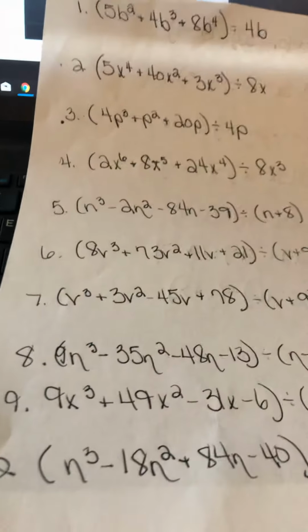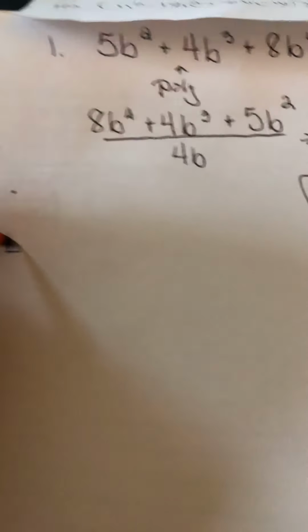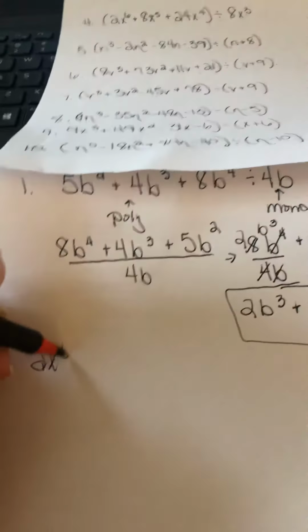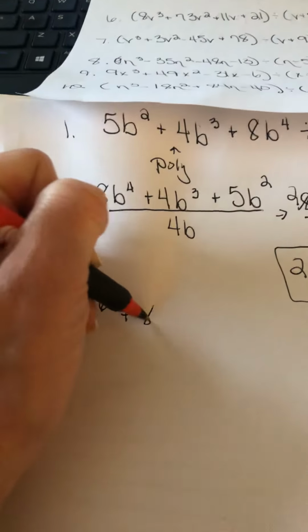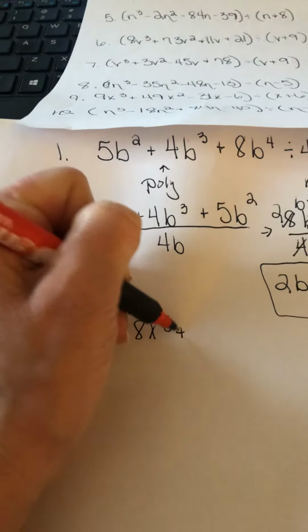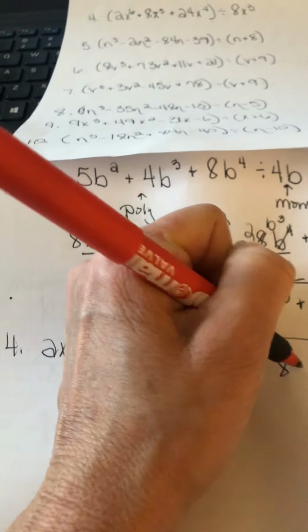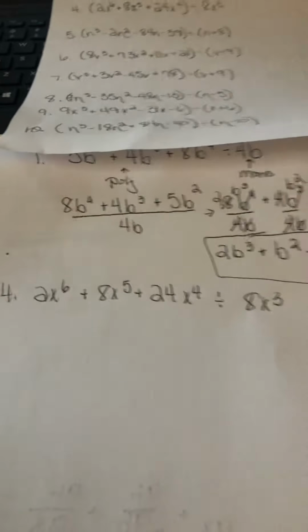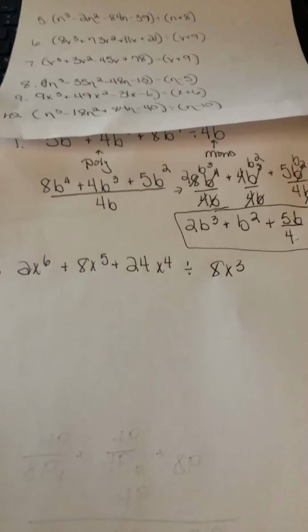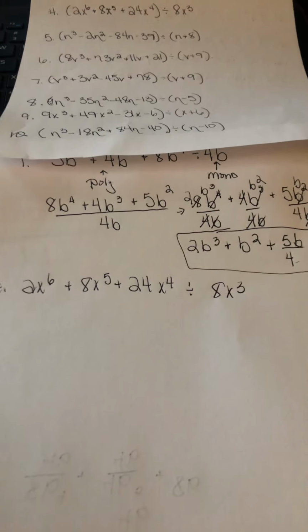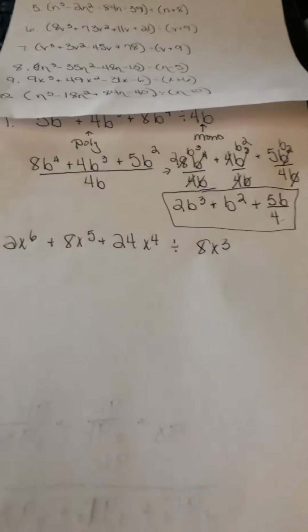Now, I also said we would work number 4. So what we're going to do is we're going to take number 4 and we're going to write it here. So let me go ahead and write that down. We have 2x to the 6th power plus 8x to the 5th power plus 24x to the 4th power divided by 8x cubed. Okay, so let me just double check that. So yes, we're good to go.